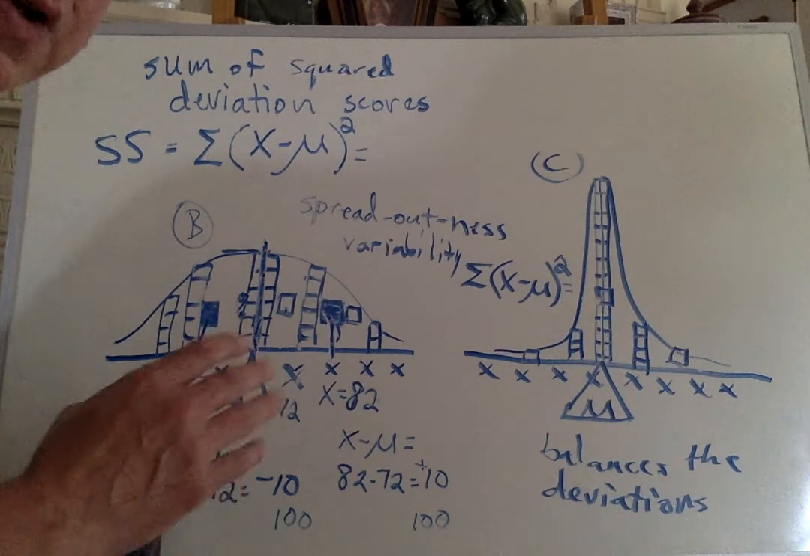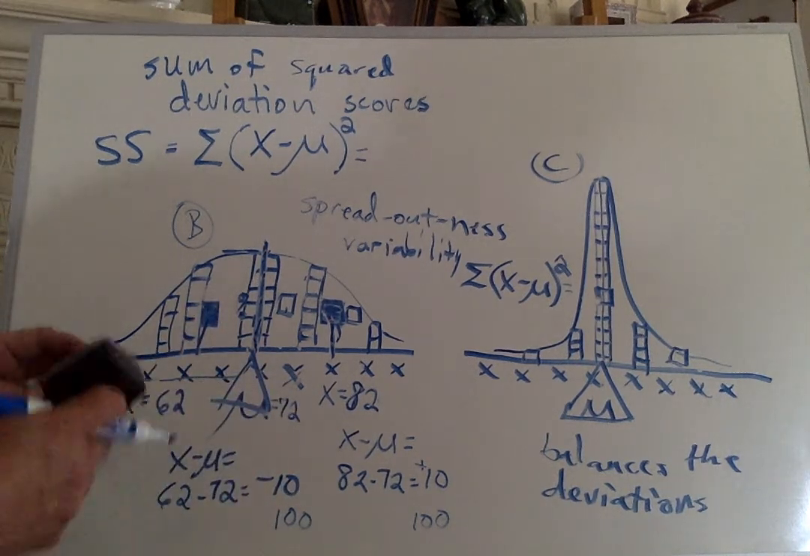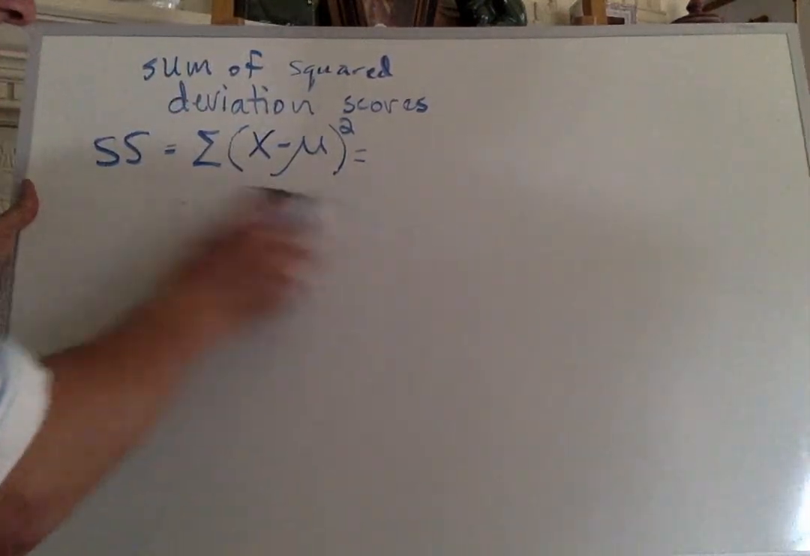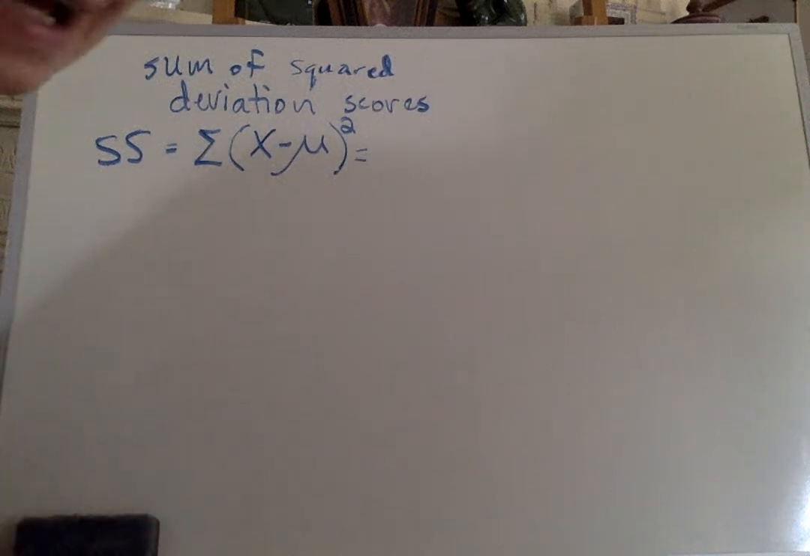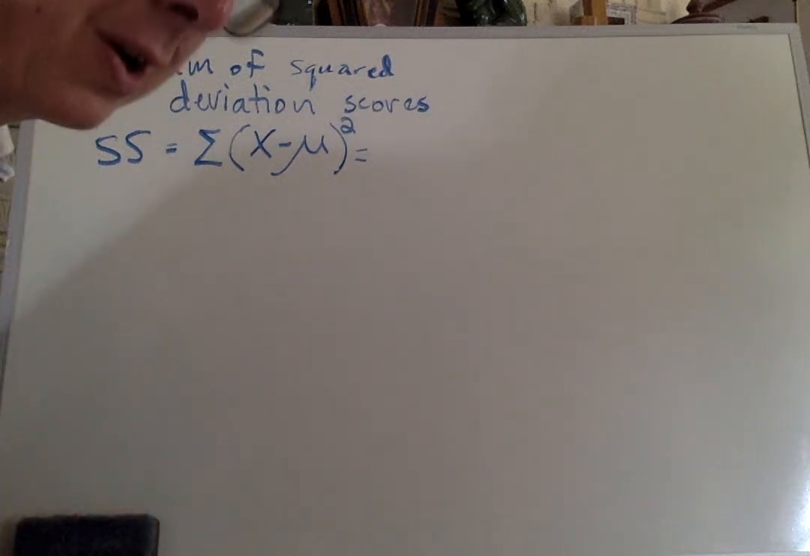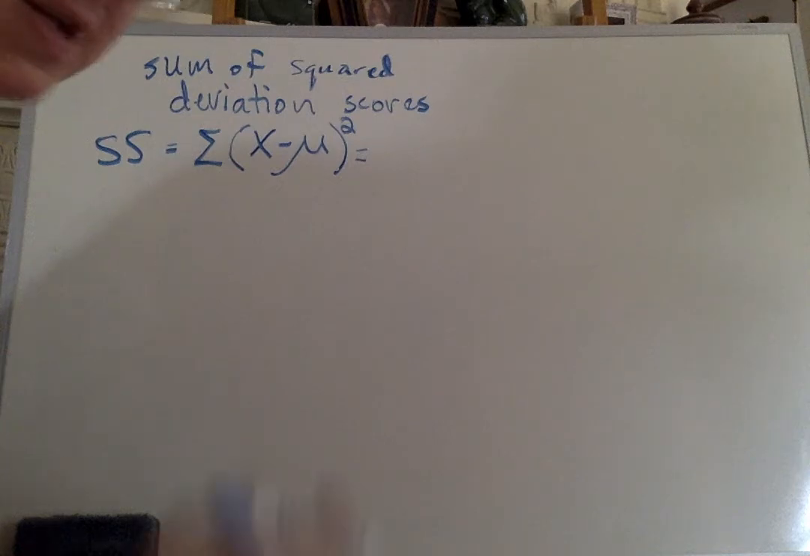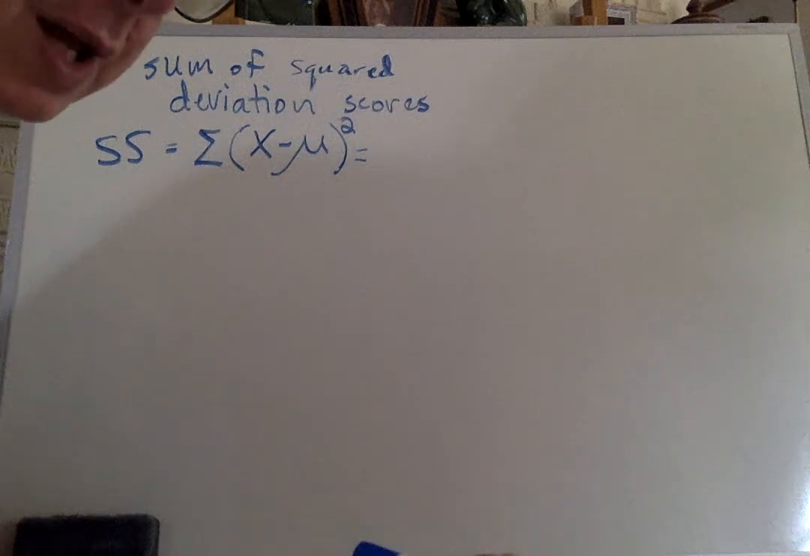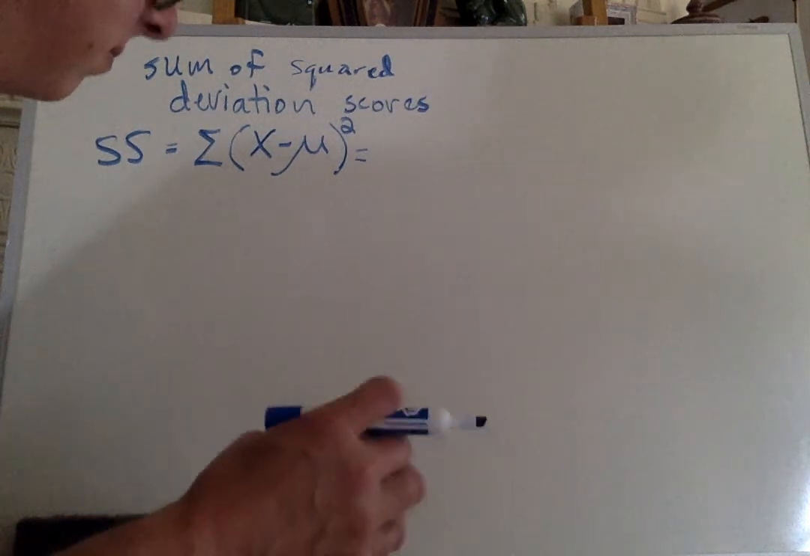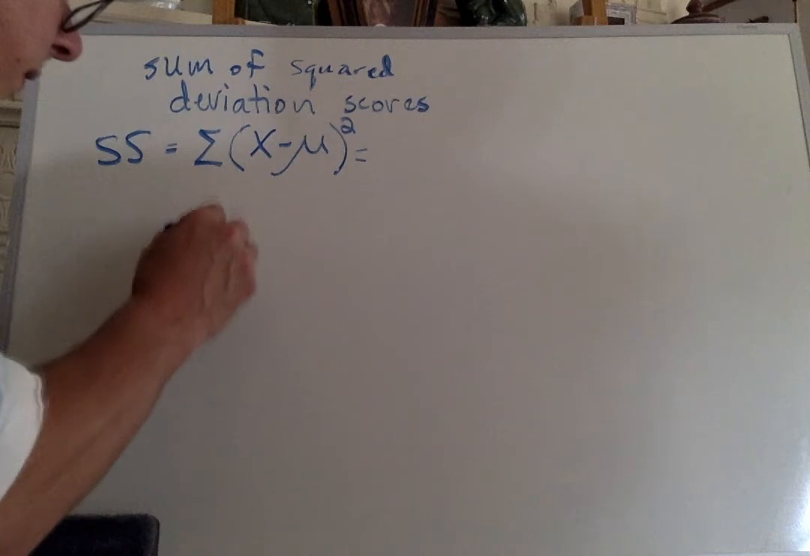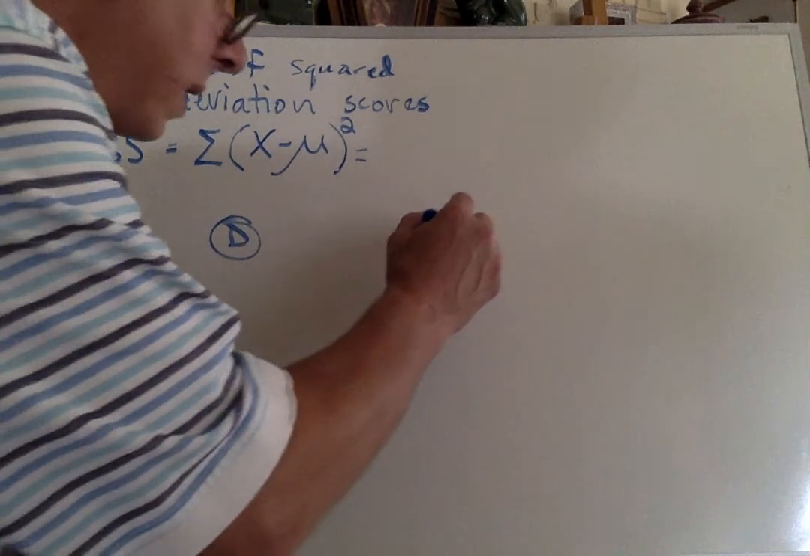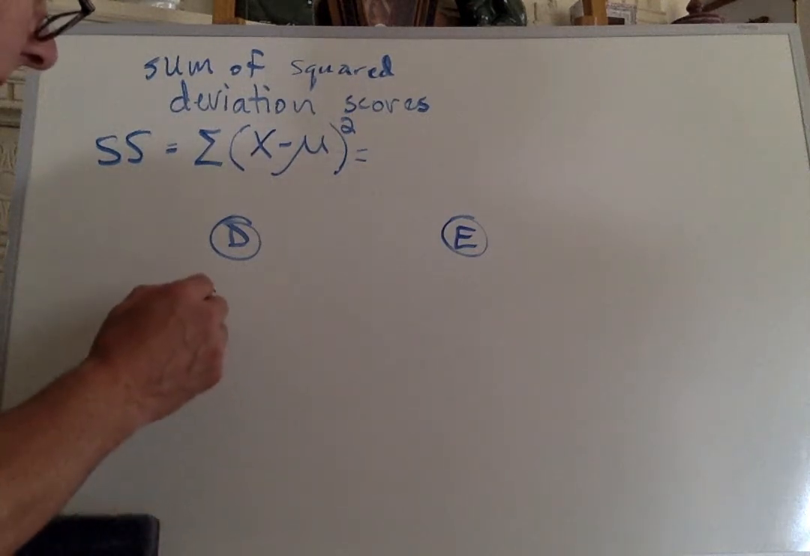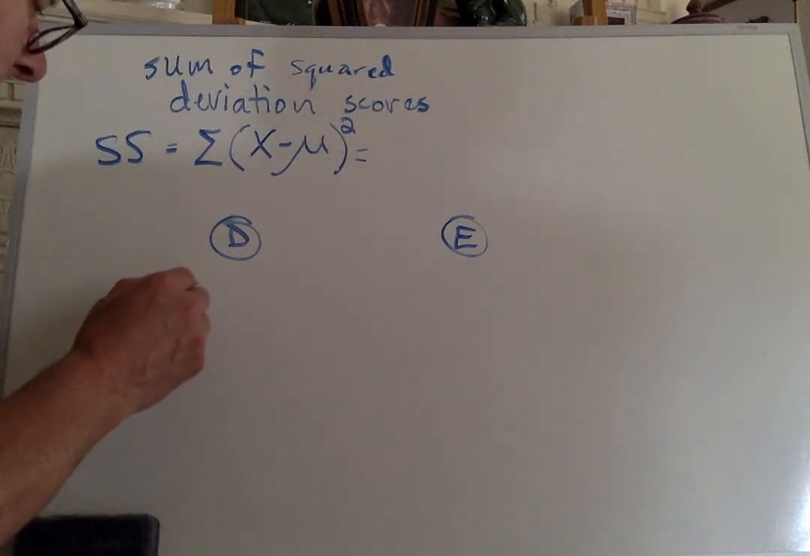Okay, so let me do this. I'm going to erase all of this. Okay, and let's do an example. I'm just going to use numbers here, we're just going to practice some computations. I usually say these numbers represent blah, blah, blah, but for now, let's just see how this works. Let's do group D and group E, okay? And let's do this. Group D is composed of these numbers.